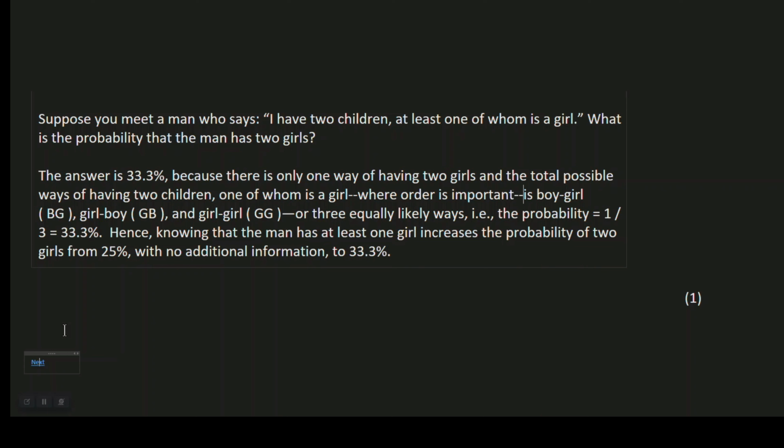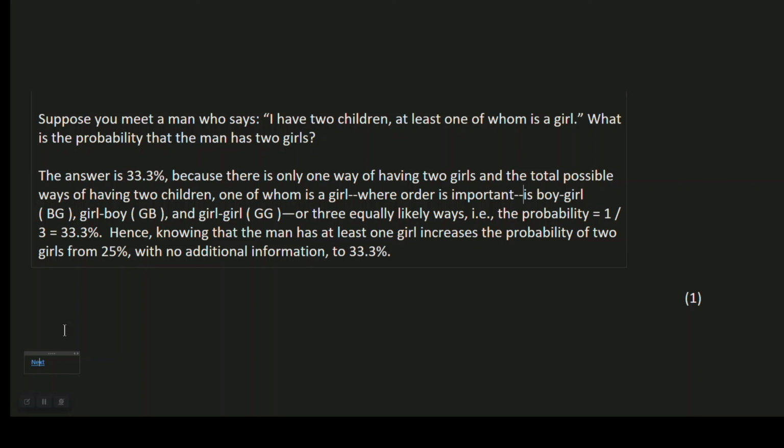A man says, I have two children, at least one of whom is a girl. What is the probability that the man has two girls? The answer is 33 1/3% because there's only one way of having two girls, and the total possible ways of having two children, at least one of whom is a girl, where order is important, is boy-girl, girl-boy, and girl-girl, or three equally likely ways. That is, the probability equals 1 out of 3 equals 33 1/3%.